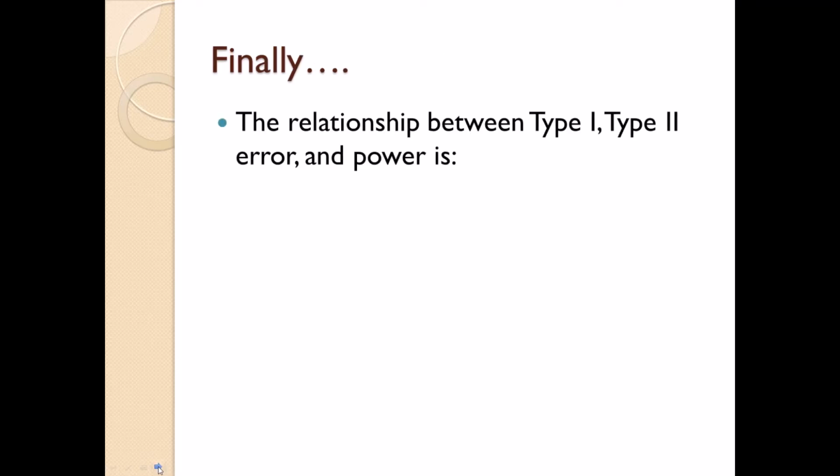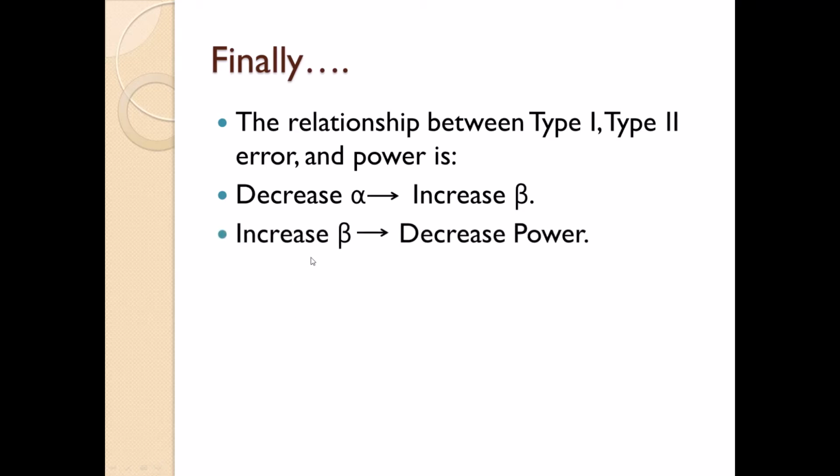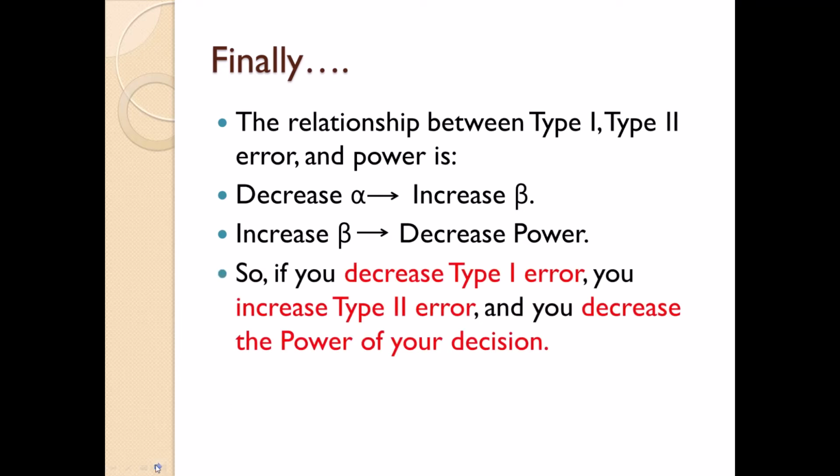All right, so finally, again, let's emphasize the relationship between these three things. If you decrease alpha, you increase beta. If you increase beta, you decrease power. And it goes the other way too. So if you increase alpha, you decrease beta, and if you decrease beta, you increase power. Yep, that's kind of how it works. And there it is in words. So I think that's everything that I've got for your error analysis for inference.